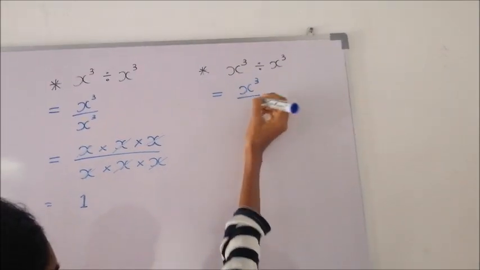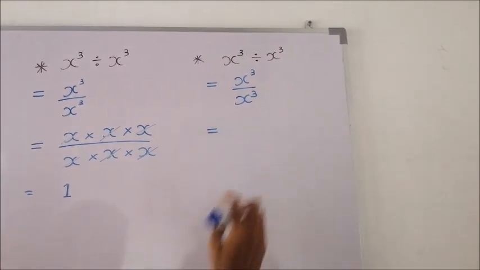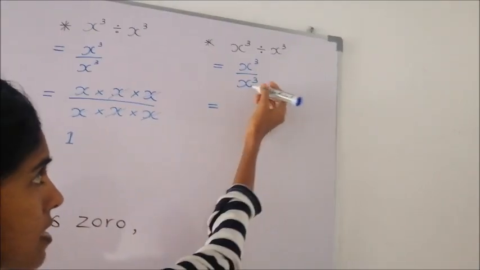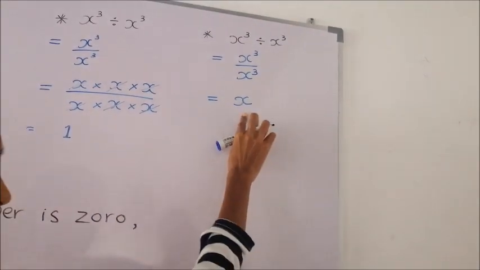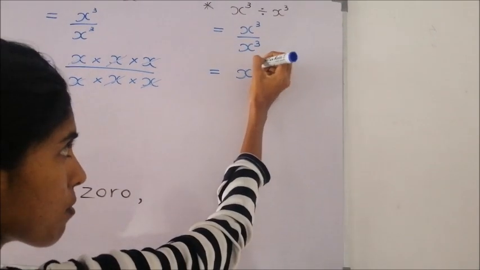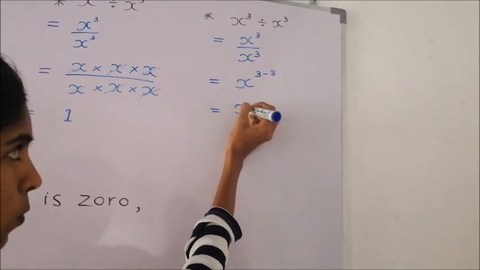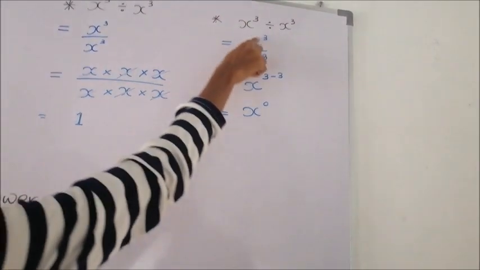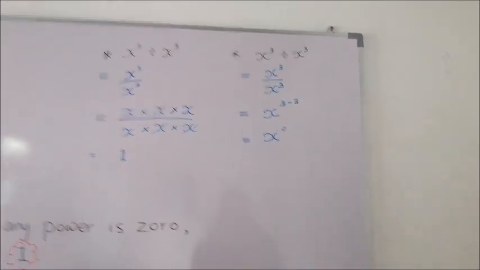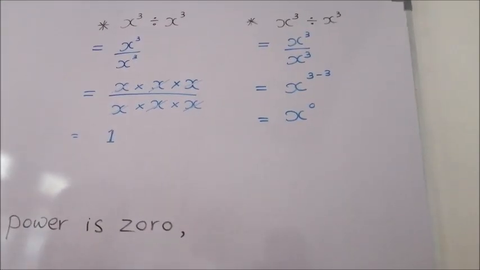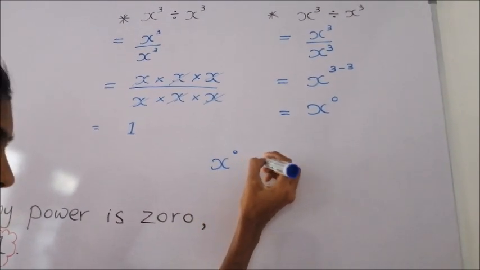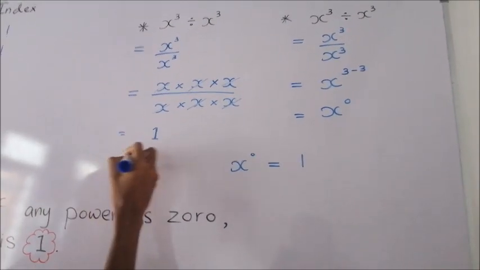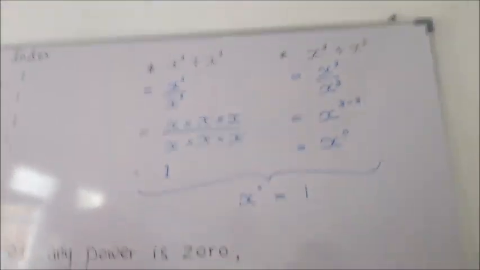Now we will get a result using another method. See, x to the power 3 divided by x to the power 3. Can you remember the subtraction method? If it is a division, we can subtract the indices. Same base, so I'm writing x here. From 3 we will subtract 3. So what will remain? 0. See, for the same question we got two different answers using two methods. That means surely x to the power 0 must be equal to 1. This is what we can decide finally.